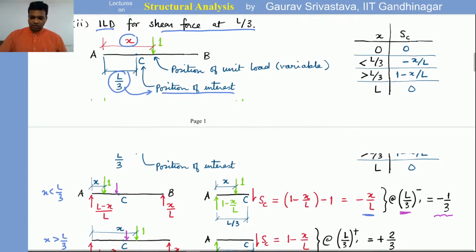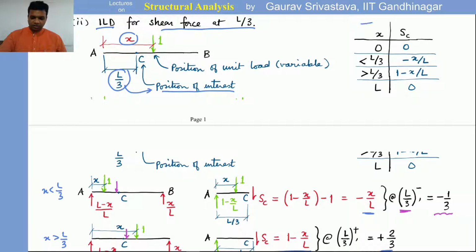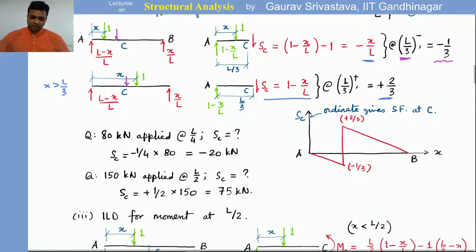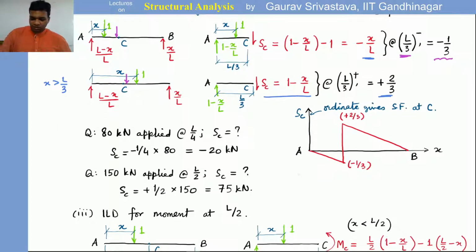This we have tabulated here: for which X, what is the shear force at C. For X equal to 0, shear force is 0. For X less than L by 3, it is minus X by L, and so on. Using this information, we can draw the ILD. So this is the ILD for the shear force at C, that is this graph.